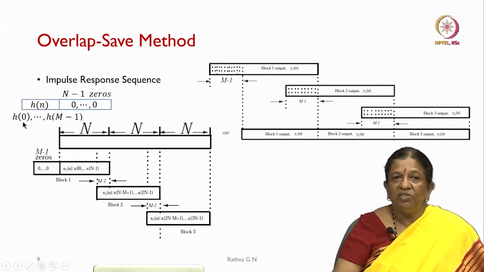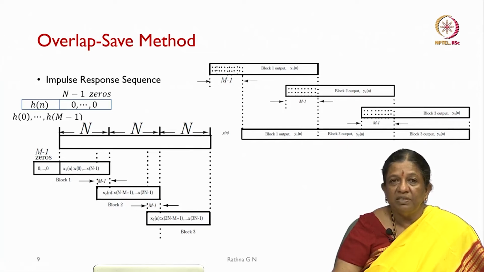So, we have h of 0 to h of M minus 1 as the M-length impulse response sequence, and then next we pad it with N minus 1 zeros to make it an L-length sequence. Now, we have the N-length input x of n that we are going to consider, and the next steps are again just like the previous overlap add method. So, we have the N-length sequences that we have considered.